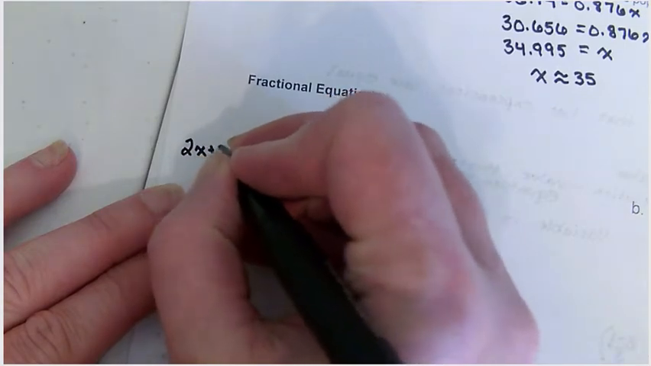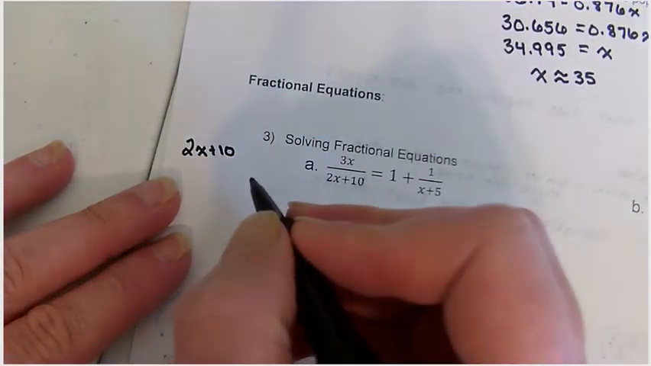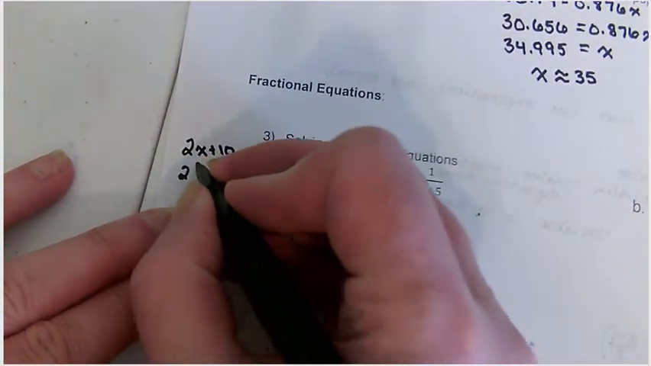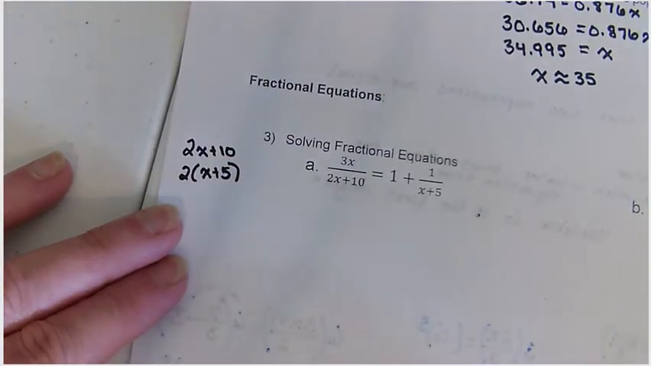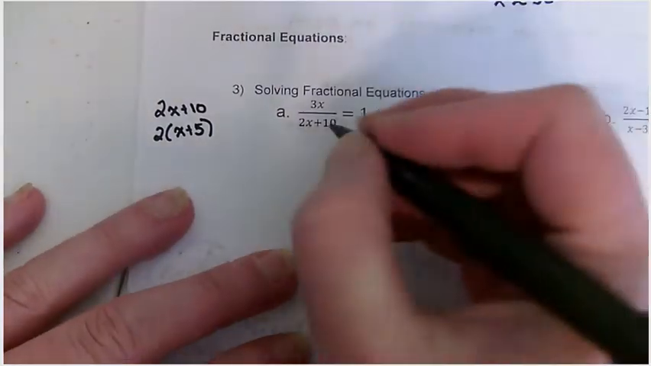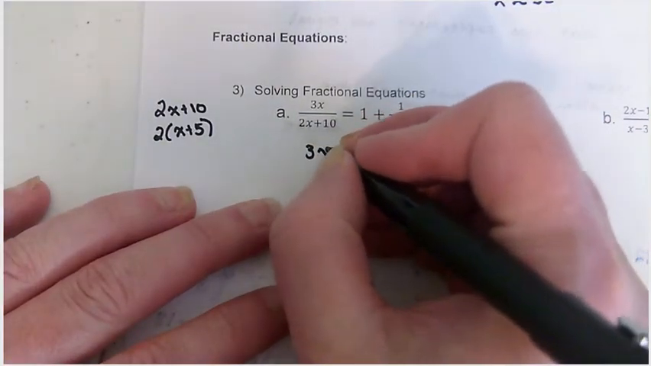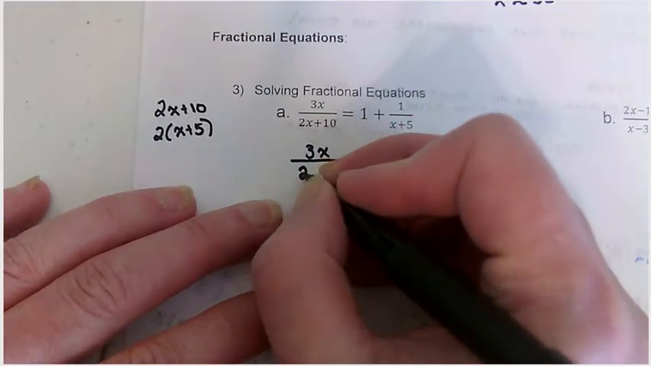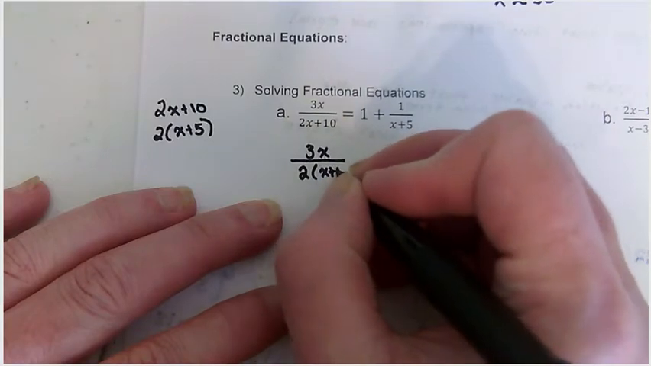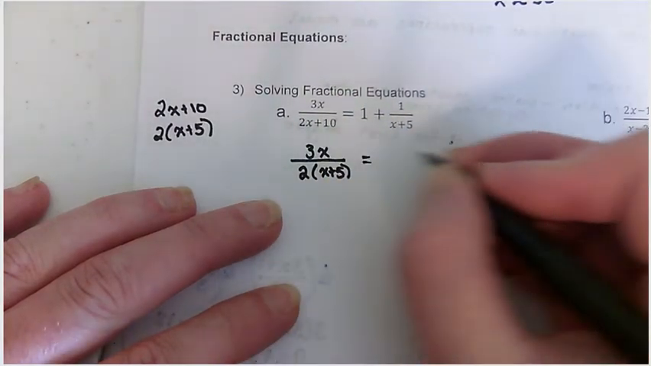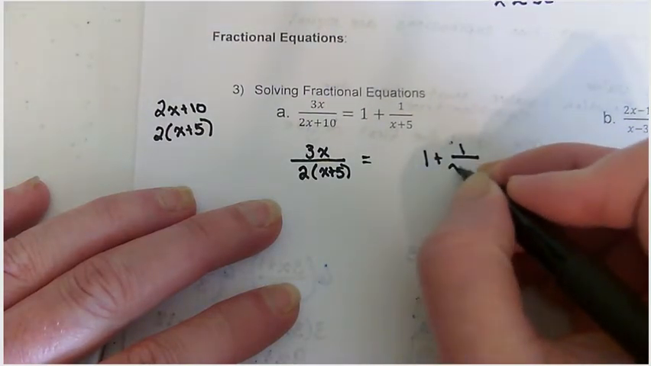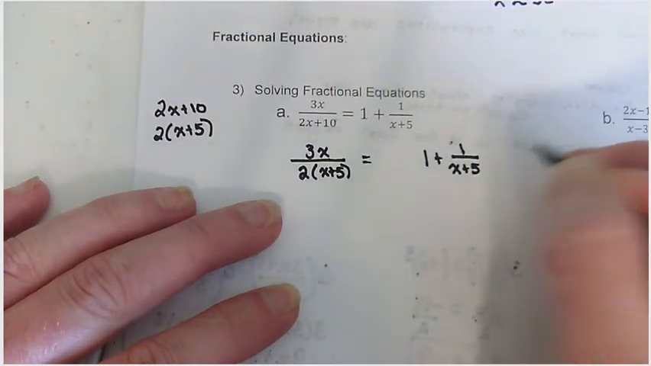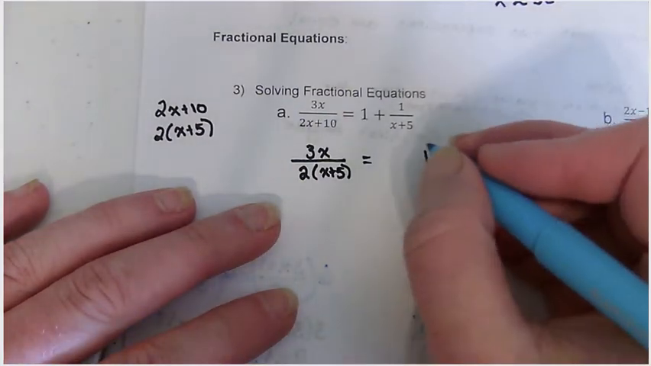2x plus 10 is the same as 2 times x plus 5. So that's actually a better way to write it. I'm going to rewrite that first one as 2 times x plus 5. Over here, I'm going to leave everything like it was. And now we're going to do the distributing.